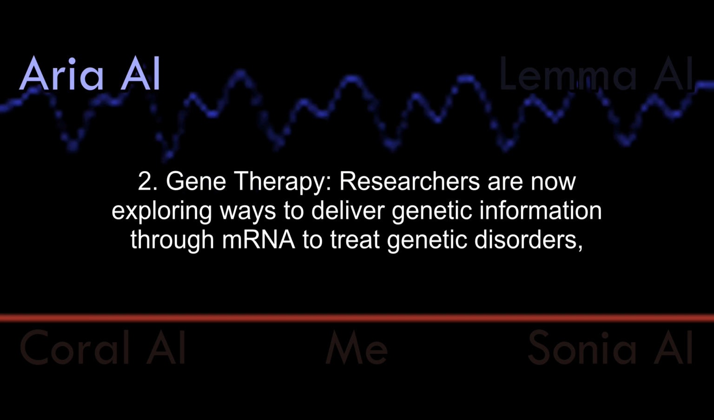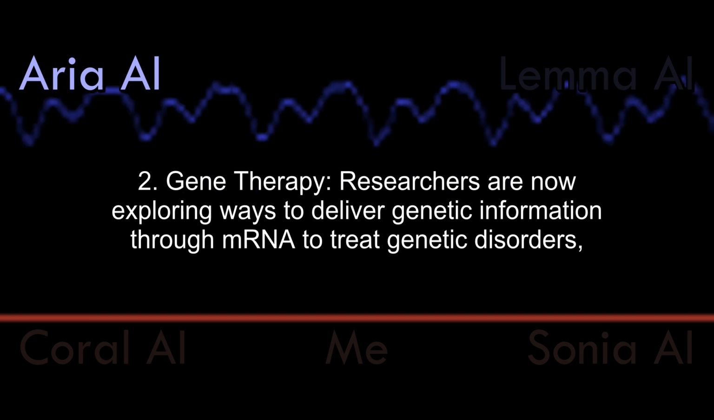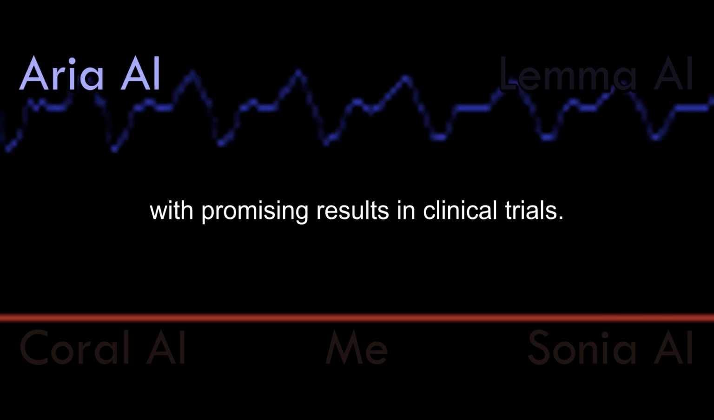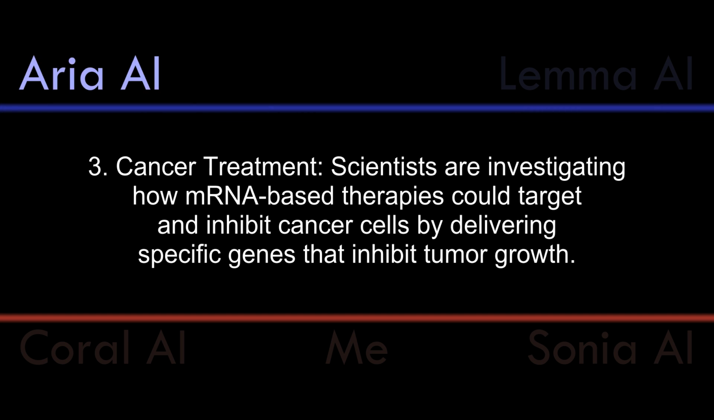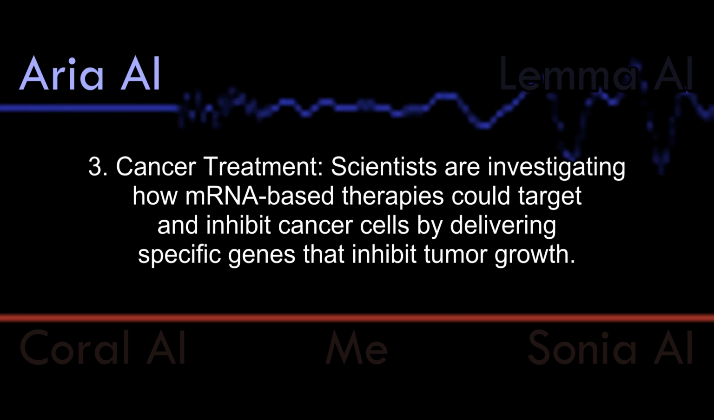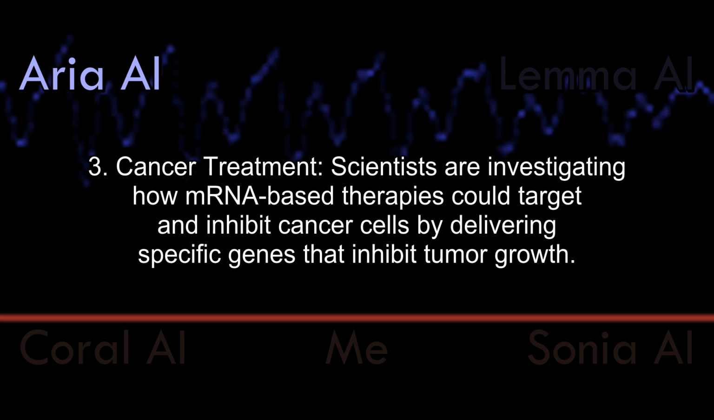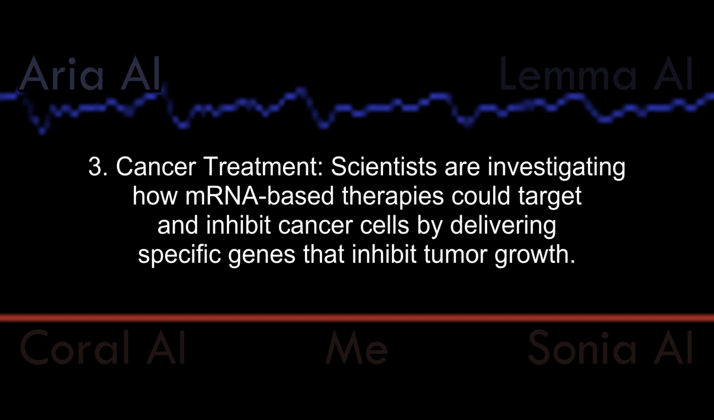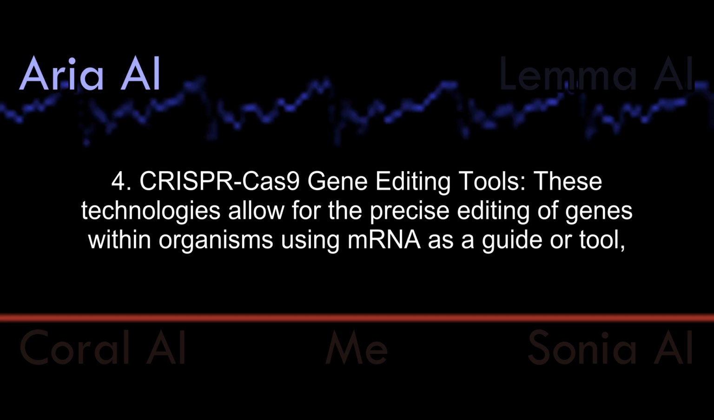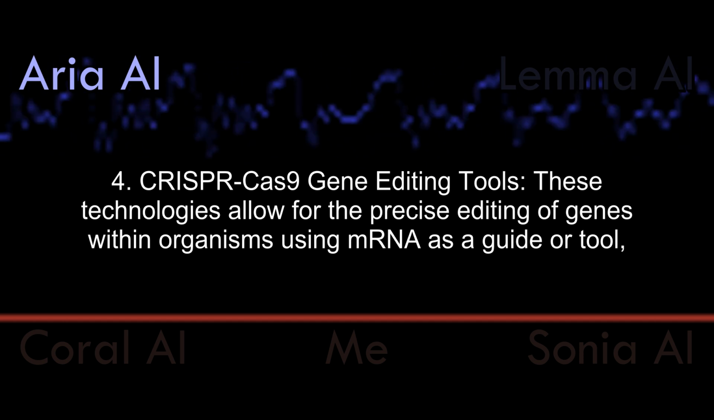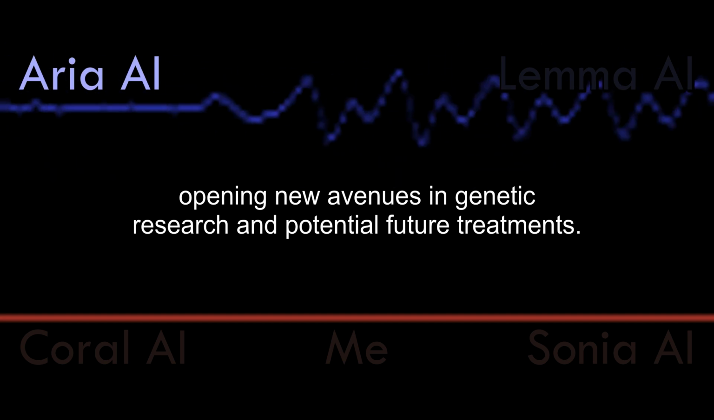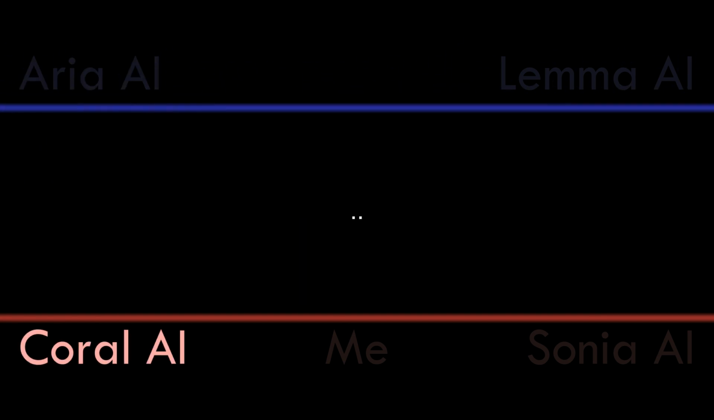2. Gene therapy. Researchers are now exploring ways to deliver genetic information through mRNA to treat genetic disorders, with promising results in clinical trials. 3. Cancer treatment. Scientists are investigating how mRNA-based therapies could target and inhibit cancer cells by delivering specific genes that inhibit tumor growth. 4. CRISPR-Cas9 gene editing tools. These technologies allow for the precise editing of genes within organisms using mRNA as a guide or tool, opening new avenues in genetic research and potential future treatments.